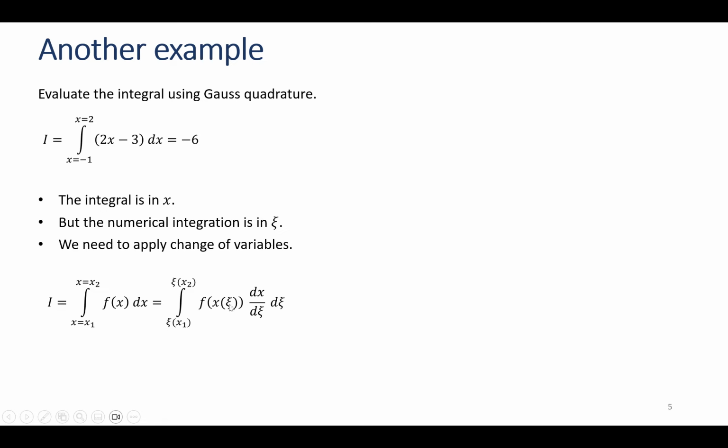To apply this change of variable, first we need to express x in terms of xi. Once we know that, we can calculate dx because we need dx. By applying the chain rule here, we have dx equal to dx by d xi multiplied by d xi.